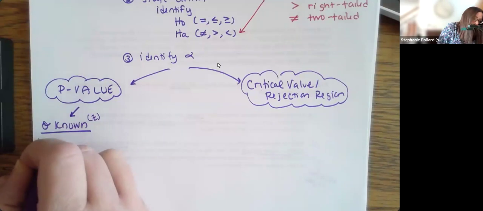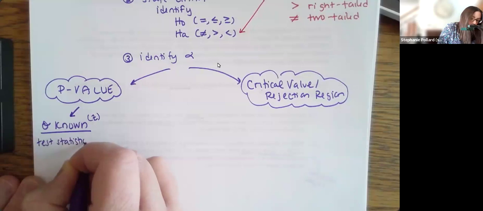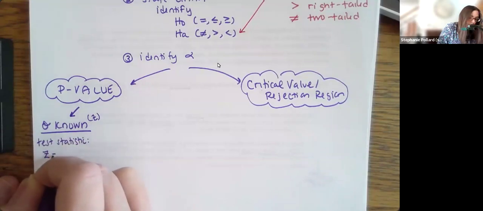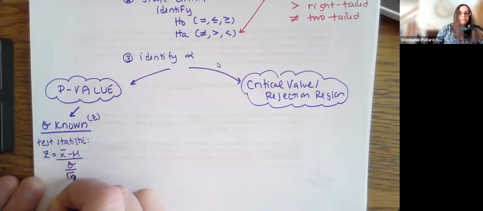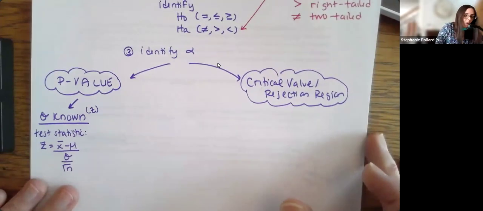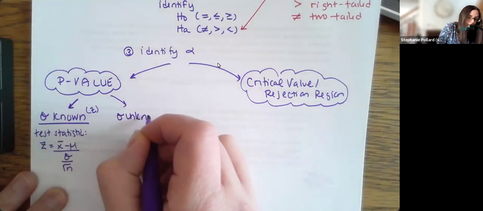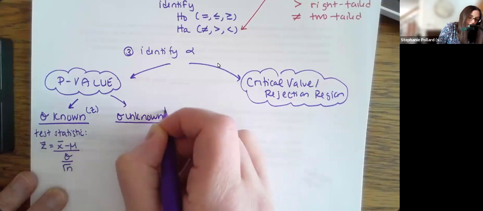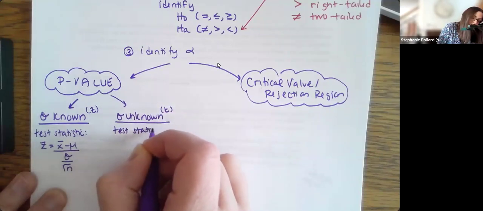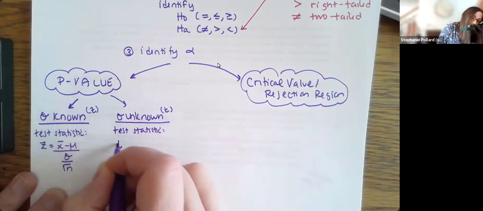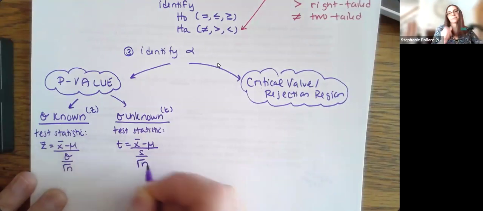So what happens here is your test statistic is going to be z equals x bar minus mu over sigma over root n. Or if your sigma is unknown, you're going to be using the t distribution. And they look very similar for your test statistics because we're still doing means. But your t is going to be x bar minus mu over s over root n.